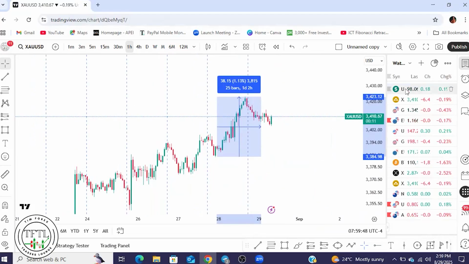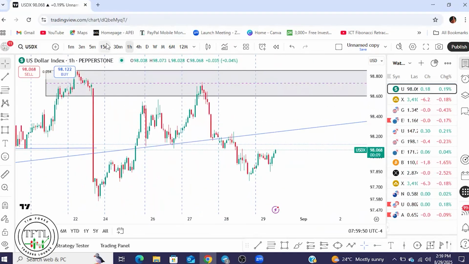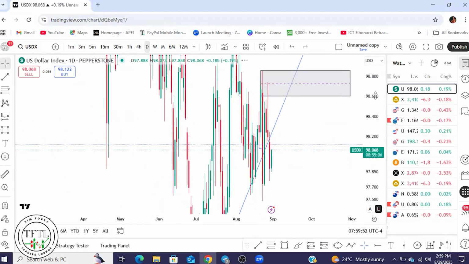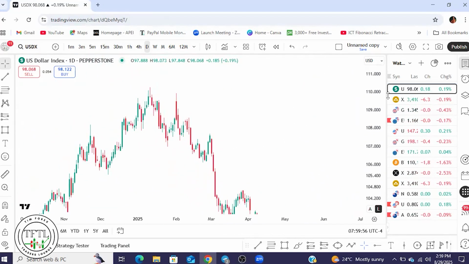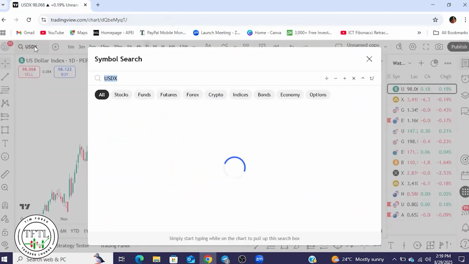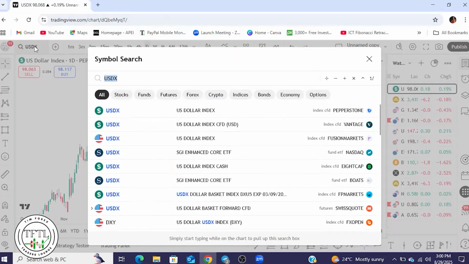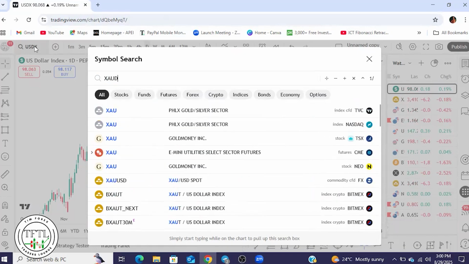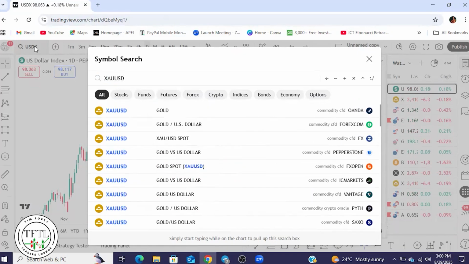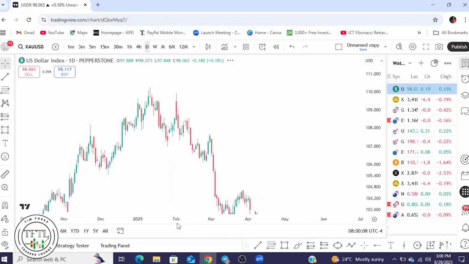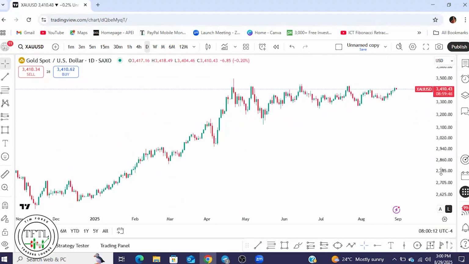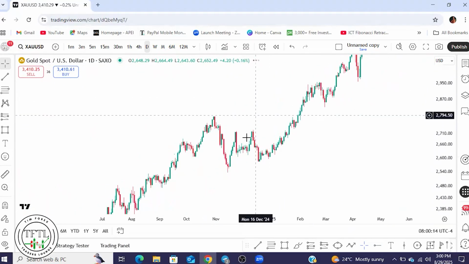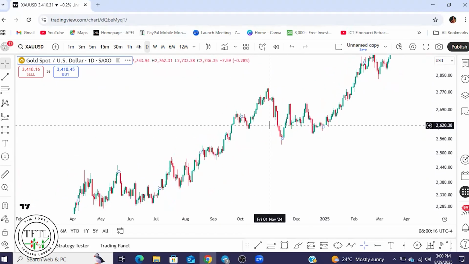Like you can see, this is the DXY. It has been bearish. If you look at the gold chart as well, you'll find that it has been bullish, because of the inverse correlation. Like you can see here, the prices of gold have been bullish. So you need to understand that.